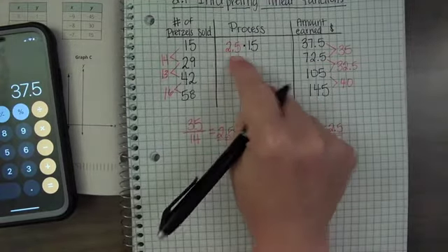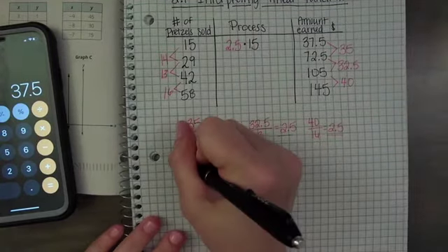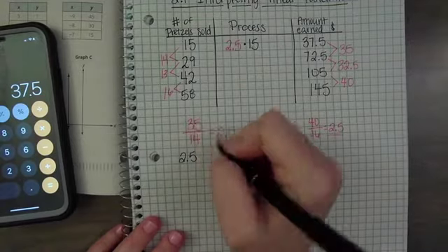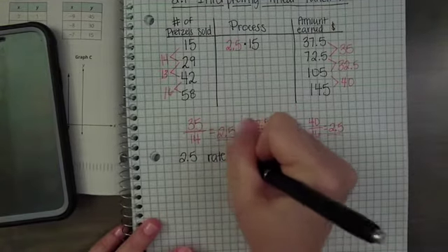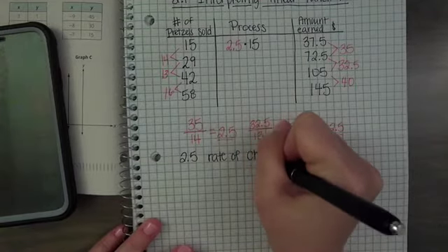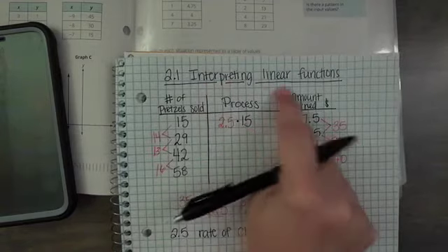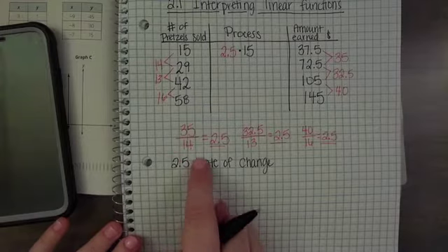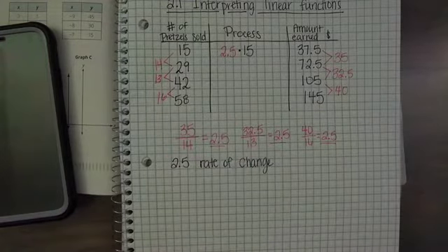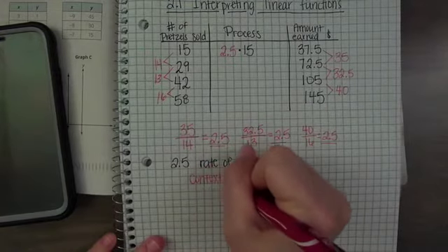So it's just 2.5 times 15. Now, this 2.5 we've said was the slope or the rate of change. Now, this whole topic right here, or this whole lesson, is called Interpreting Linear Functions. So what that means is you're supposed to take this 2.5 and say what it means in the context of the problem. So you'll hear in math the word context. That's just the meaning.